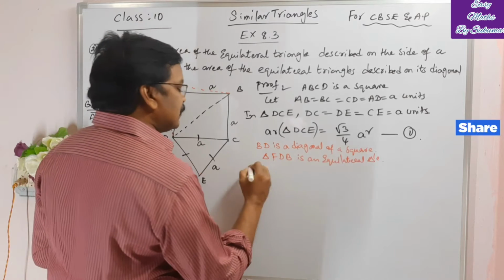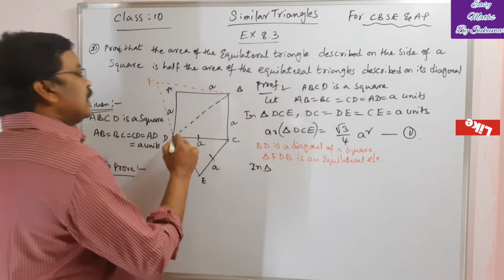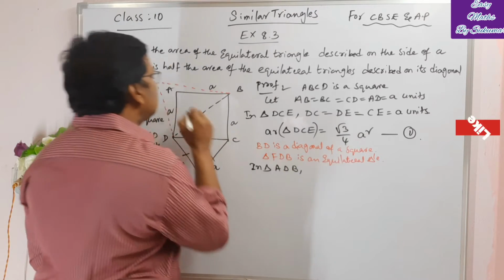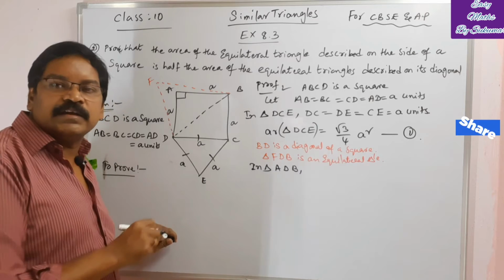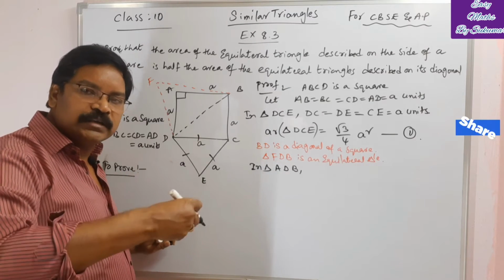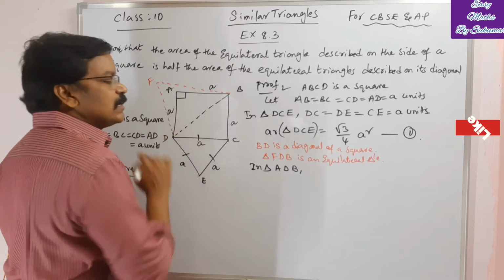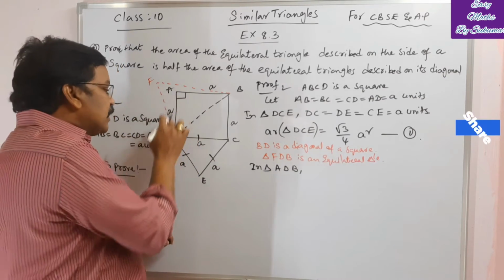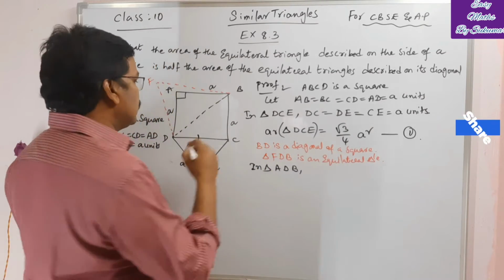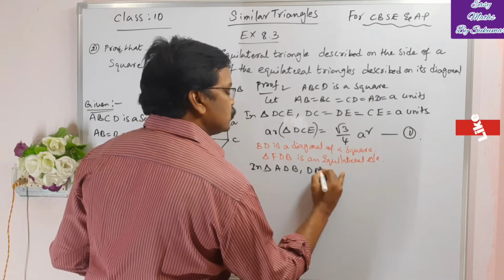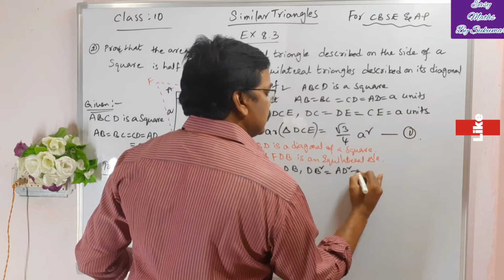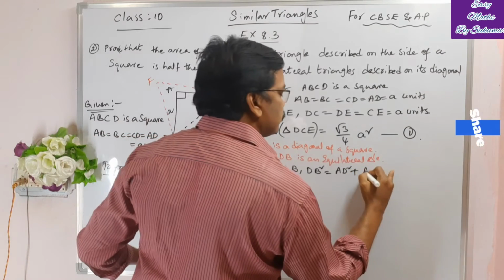We don't know. But take the triangle. In triangle ADB, this angle is 90 degrees. Why is it equal to 90 degrees? Each angle of a square is 90 degrees. Therefore, this angle is a right angle. So ADB is a right angle triangle, so we can apply the Pythagoras theorem. That means DB square is equal to AD square plus AB square.